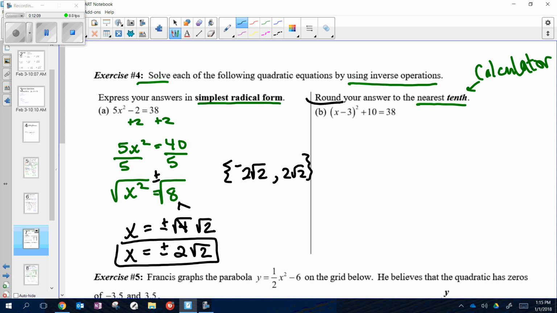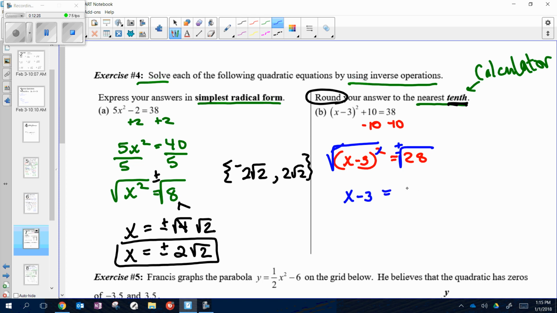This one, rounding, that tells me I'm going to have to use my calculator. But the process is the same. We're going to subtract 10. We'll have x minus 3 squared equals 28. We're going to take a square root and put a plus or minus. So x minus 3, cancel the squaring with the square root, equals plus or minus. I'm simplifying my 28. 4 times 7.